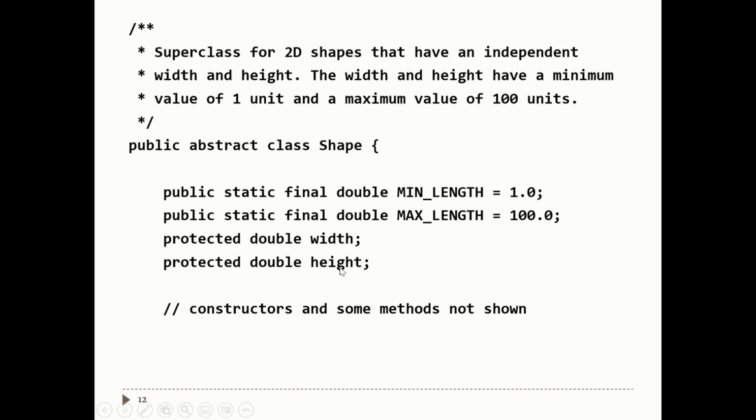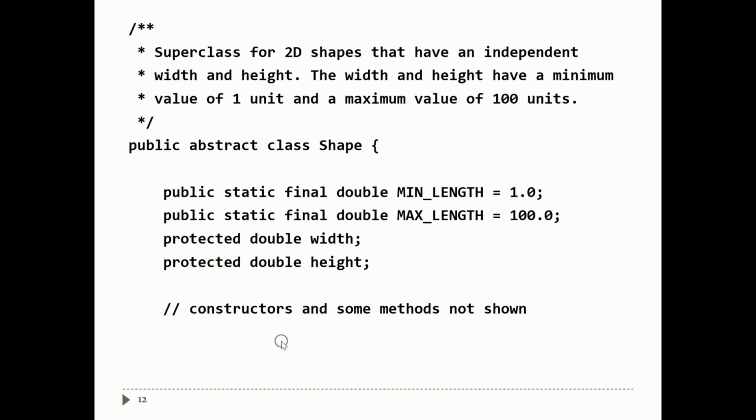So here's a partial implementation of shape. We mark it as abstract. As soon as you mark it as abstract, the compiler will prevent people from making shape objects. We're going to say that all 2D shapes have an independent width and height. That's important: independent width and height. Furthermore, the width and height have a minimum value of 1 and a maximum value of 100 units. So every shape has a finite, non-zero size that's between 1 and 100. There are the minimum and maximum lengths, and there's our width and height of every shape. They're protected, so the subclasses have access to them.